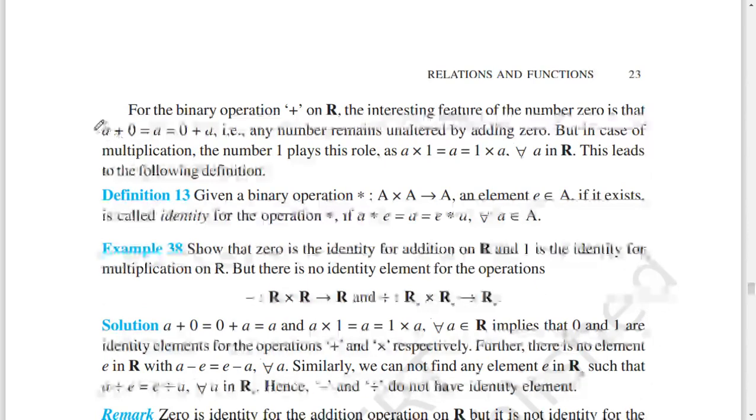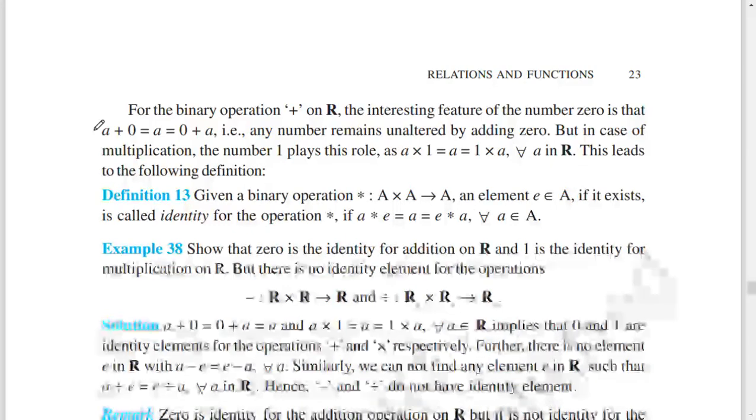For the binary operation plus on R, the interesting feature of the number 0 is that a + 0 = a = 0 + a. That is, any number remains unaltered by adding 0, but in the case of multiplication, the number 1 plays this role, as a × 1 = a = 1 × a for all a in R. This leads to the following definition.